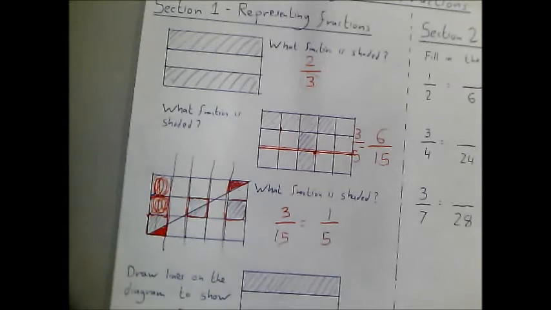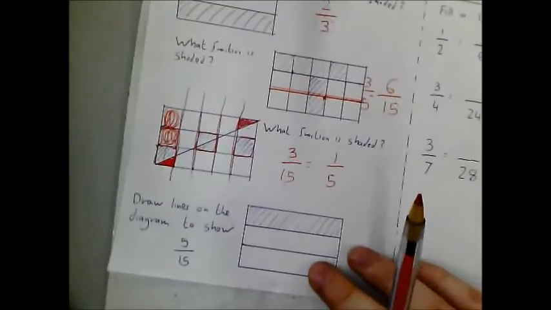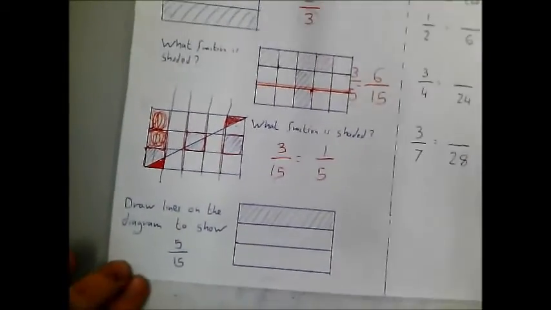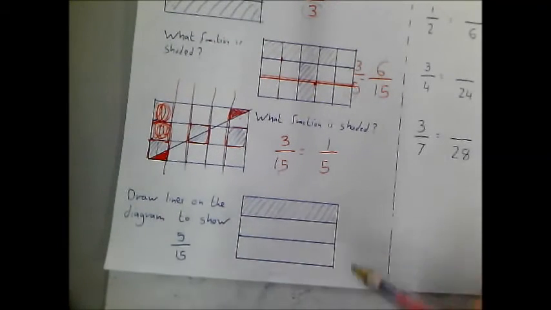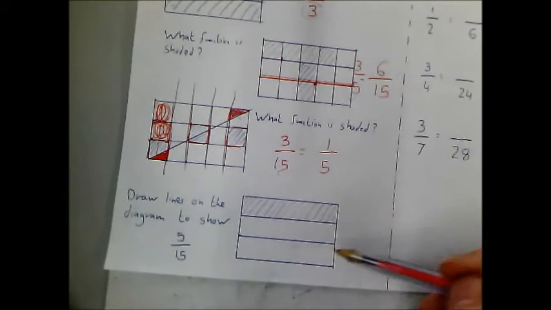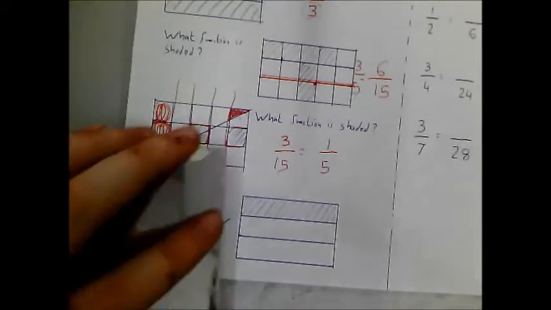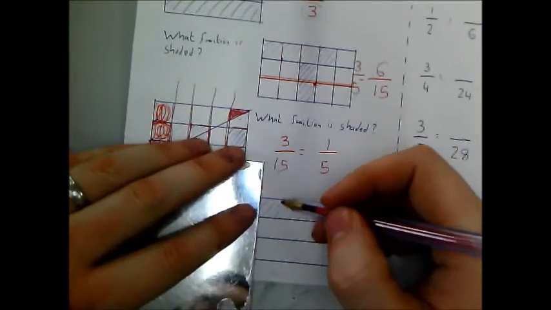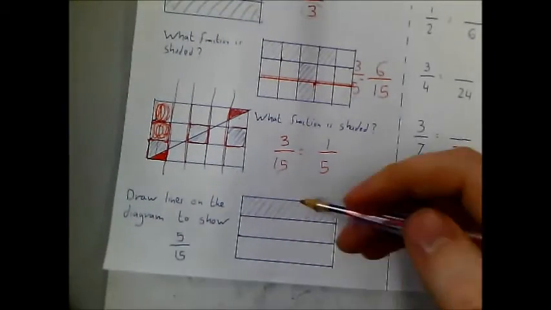Now finally, I want to draw lines on this bottom shape to show 5/15. So I want to split this so there's 15 equal pieces. Well, I already have 3 pieces, so each of these wants to be split into 5 more pieces. So I'll have 5 lots of 3, which is 15. Here's where using a ruler might be quite useful. You can measure it out properly.